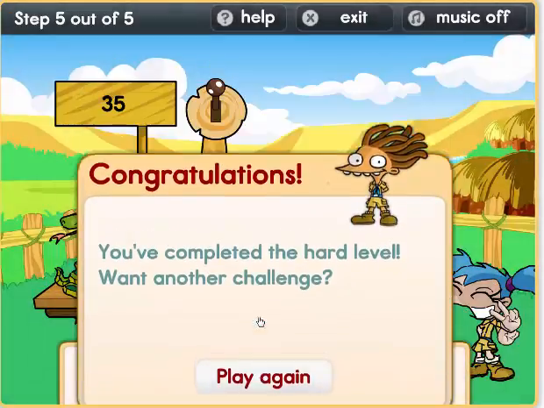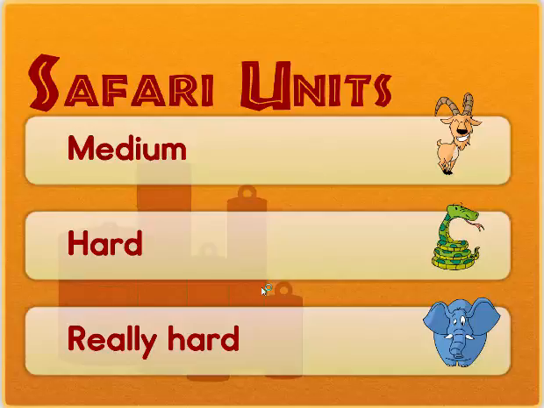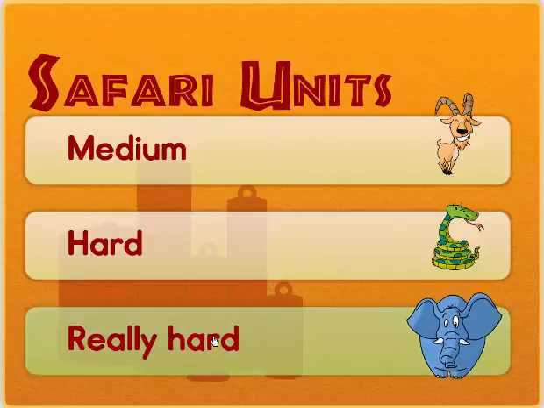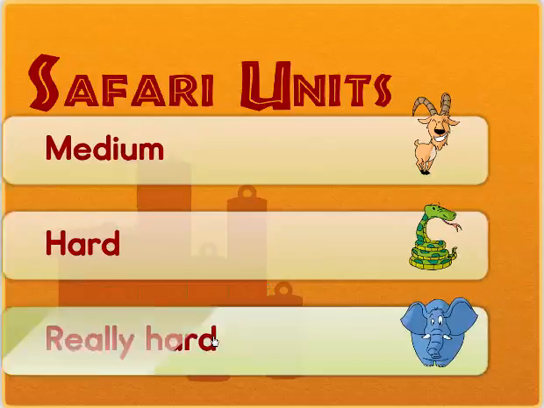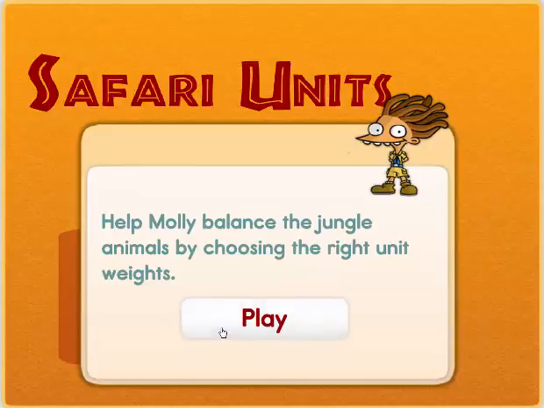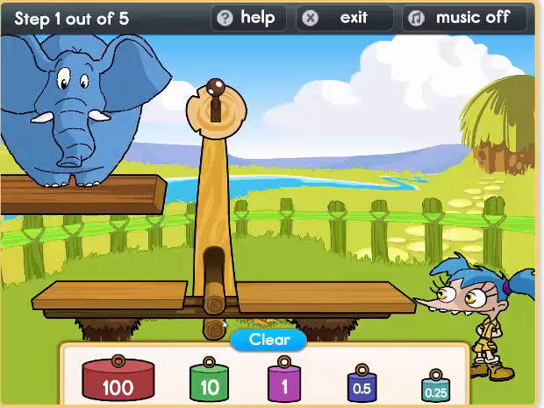Congratulations! Play it! Let's go for really hard. Shall we do this? Really hard! Help Molly balance the jungle animals by choosing the right unit weights. Play!